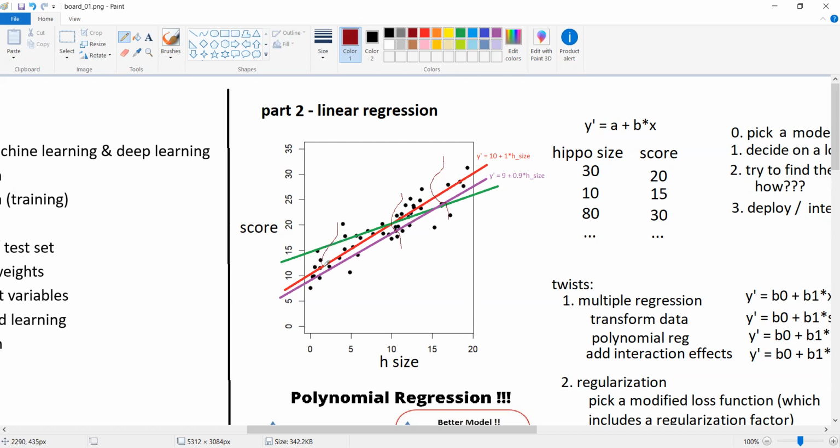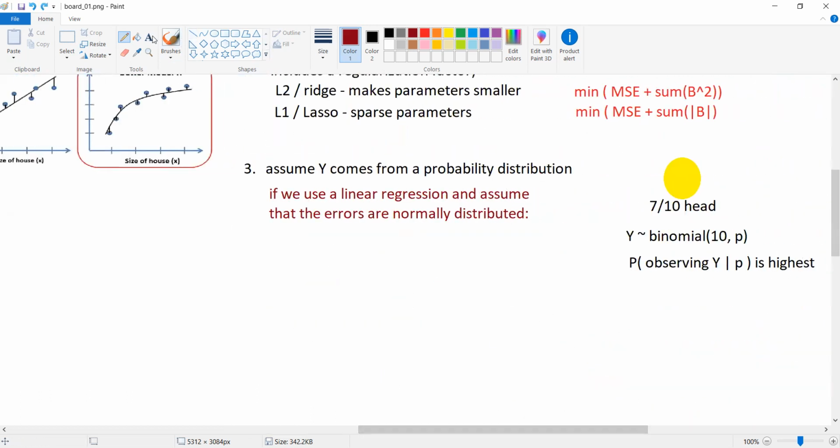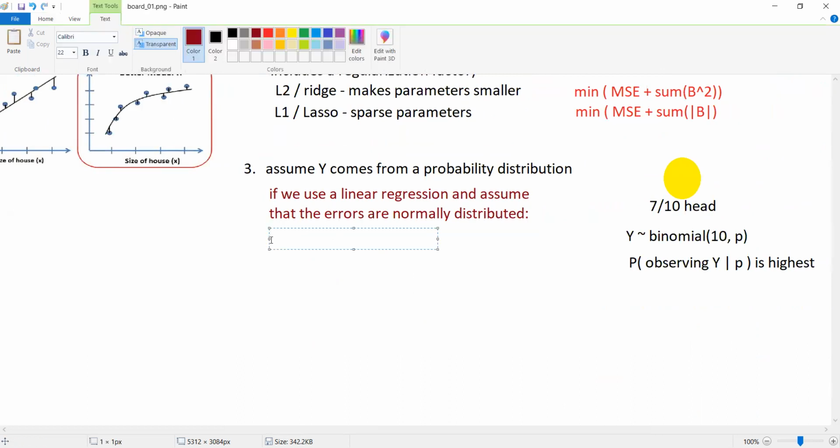And we could have picked a different distribution. We could have said it comes from a right-tailed distribution that looks like that. But let's say we pick a normal distribution, so the errors are normally distributed around our line. So then what happens? The line, or the parameters, which will give us the maximum likelihood estimate, the MLE parameters, are the same parameters that give us the minimum MSE.